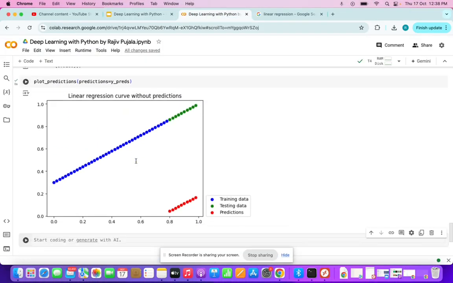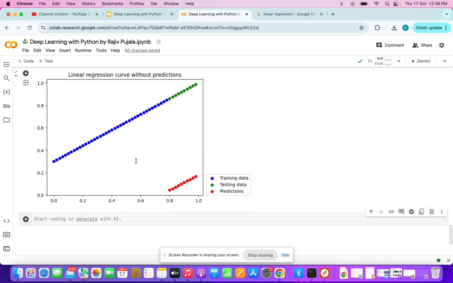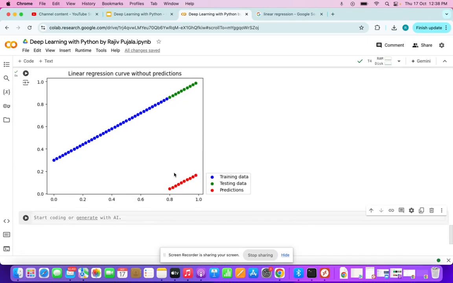So far we have predicted successfully, but the predictions that we had versus the original values, the distance is very far. Now our goal is to keep these red values on top of the green, which means that we have to reduce the loss. So to reduce the loss, let's calculate the loss.